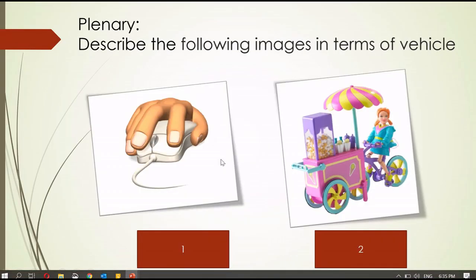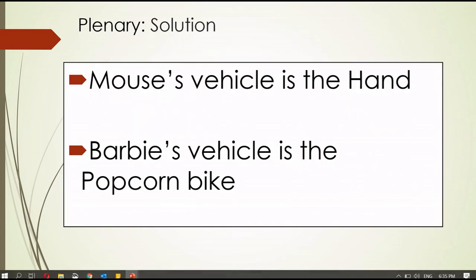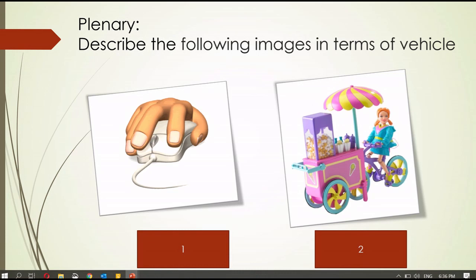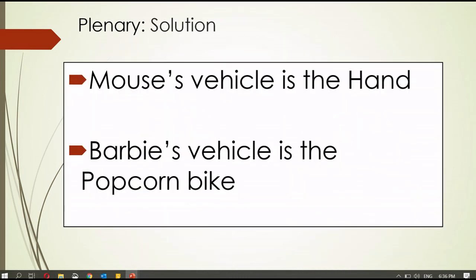As plenary for today, I have two pictures here for you, and we need to describe these images in terms of vehicle. Say whose vehicle is who. So let me give you a moment to think about this. Clearly, we know that in this example, the hand is the one moving and the mouse just moves with the hand. So we say mouse's vehicle is hand. Correct? Because the vehicle is the hand. In the second example, you have a Barbie and a popcorn bike. And what is moving? The popcorn bike. And who moves along with it? The Barbie. So Barbie's vehicle is popcorn bike.